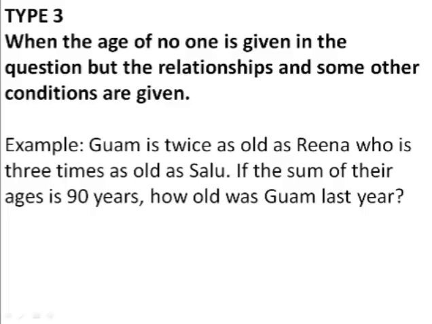The first example is here. Guam is twice as old as Rina. So this is a relationship between these two persons. Who is 3 times as old as Salu? There's another relationship. If the sum of their ages is 90 years, how old was Guam last year? Now if you notice in this question, nobody's age is given exactly, but the ages are given in relationship to somebody else's age. But we know the sum of their ages is 90 years. So let's start solving it.